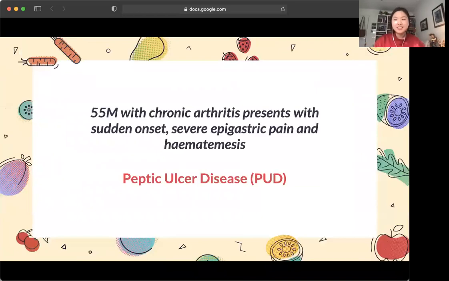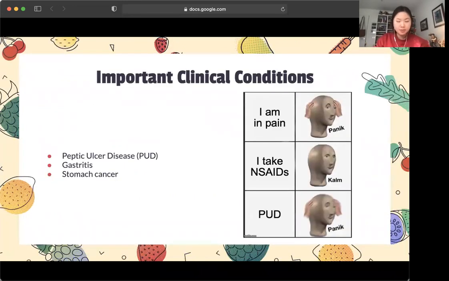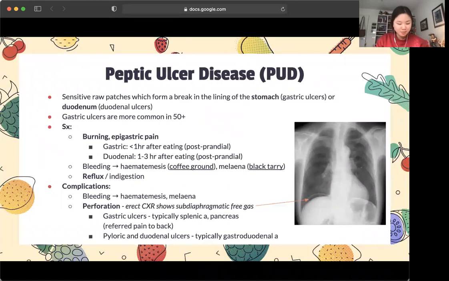So we have a 55-year-old male with chronic arthritis who presents with sudden onset severe epigastric pain and hematemesis. Pretty classic buzzword presentations for peptic ulcer disease, and we're going to go into that a little bit more. Please appreciate the memes.